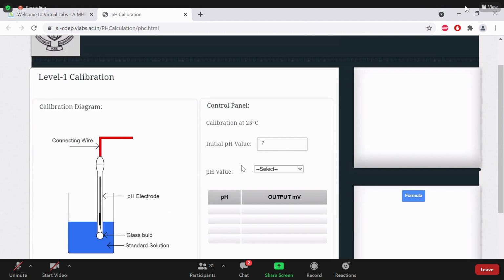Initially, the pH value is 7. So this liquid is distilled water. We know that a neutral liquid has 7 as its pH value. So distilled water generally has a pH value of 7.